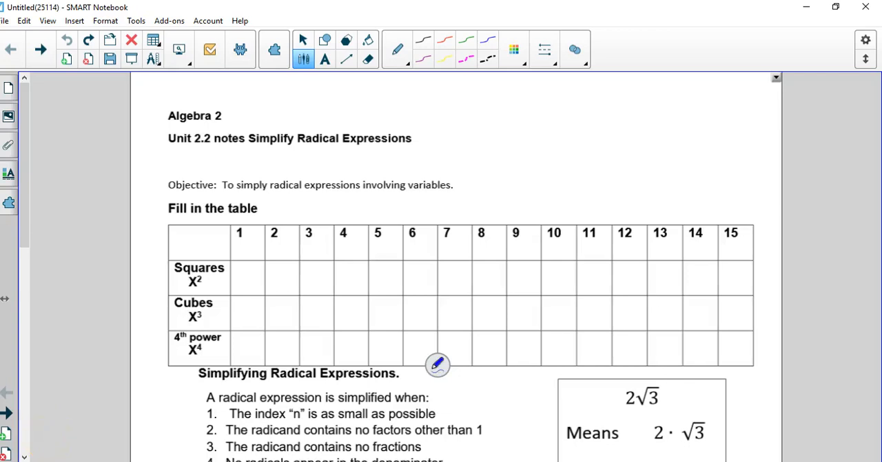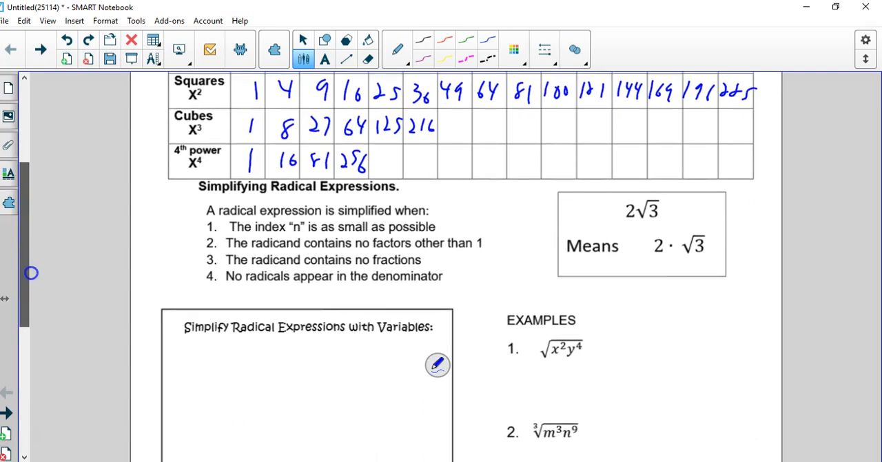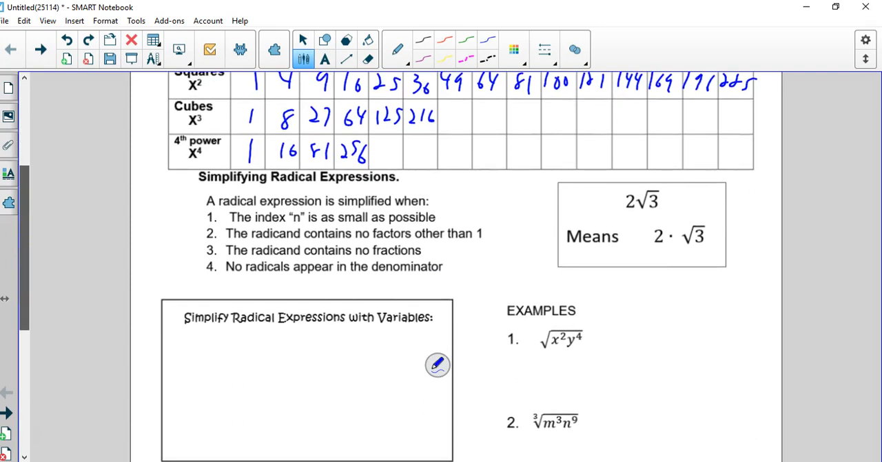Okay, so if you haven't already done so, go ahead and hit pause and just fill this back out from the first day. These are the same simplifying radical expressions notes from the previous lesson. Remember here that 2 radical 3 means 2 times radical 3. Okay?